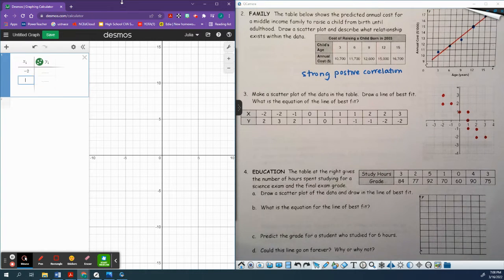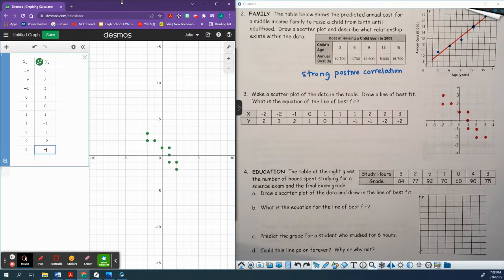So it was -2, and then whoops, that's a positive. -2, -1, 0, 1, 1, 1, 2, 2, 3. And then we're going to put in our Y values, which should be 2, 3, 2, 1, 0, 1, -1, -1, -2, -2. And it's plotted just like the one we did on our paper, so that's awesome.